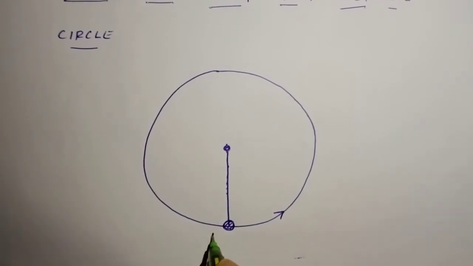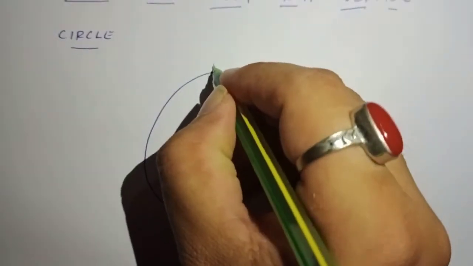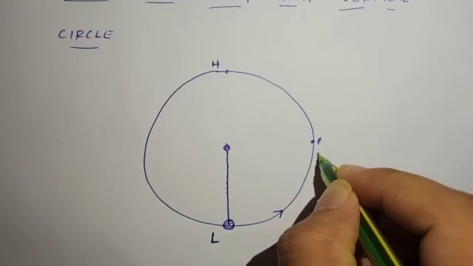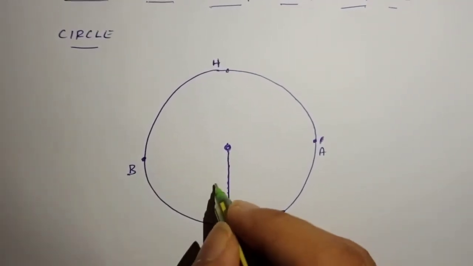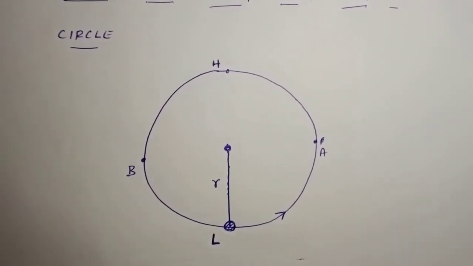I call this particular point the lowest point L. I call this point the highest point H. I name this point as point A, and this point as point B. The length of the string is R, which means the radius of the circular path is R.